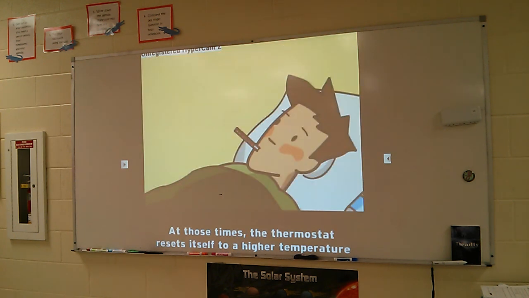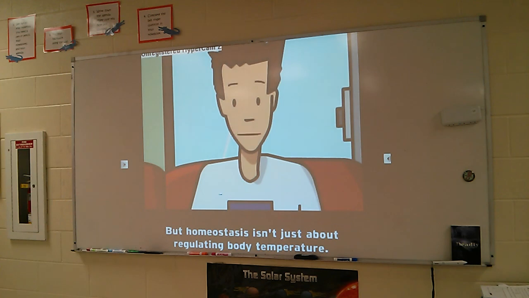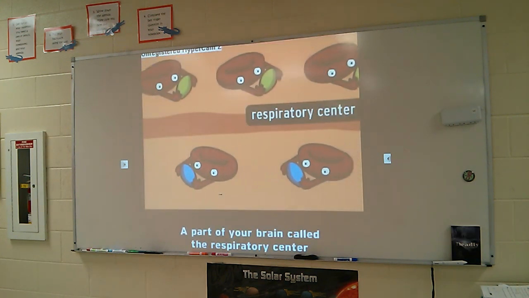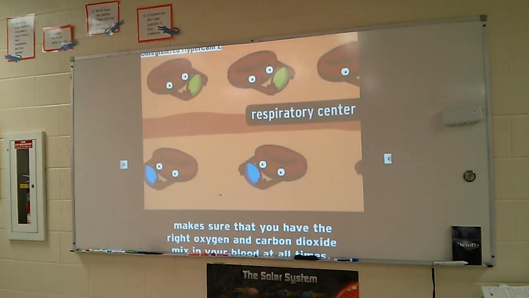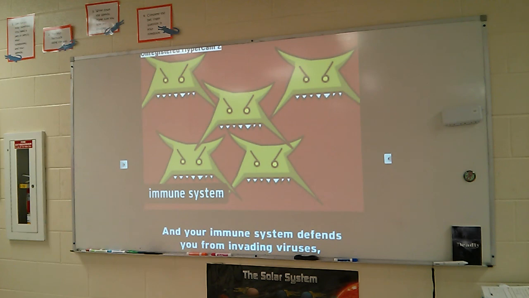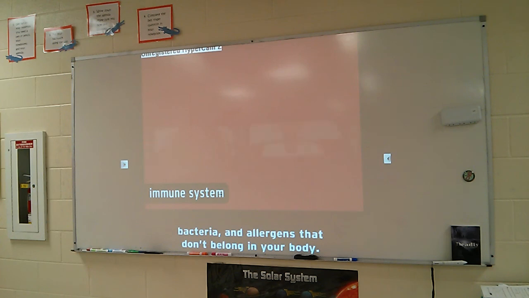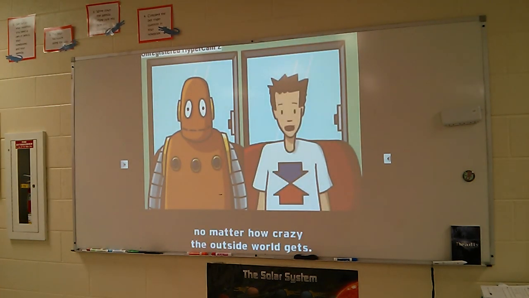At those times, the thermostat resets itself to a higher temperature to give your body more heat energy to fight infection. But homeostasis isn't just about regulating body temperature. For example, your excretory organs get rid of chemical waste that's poisonous to your body. A part of your brain called the respiratory center makes sure that you have the right oxygen and carbon dioxide mix in your blood at all times. And your immune system defends you from invading viruses, bacteria, and allergens that don't belong in your body. Homeostasis ensures that the environment inside your body remains stable, no matter how crazy the outside world gets.